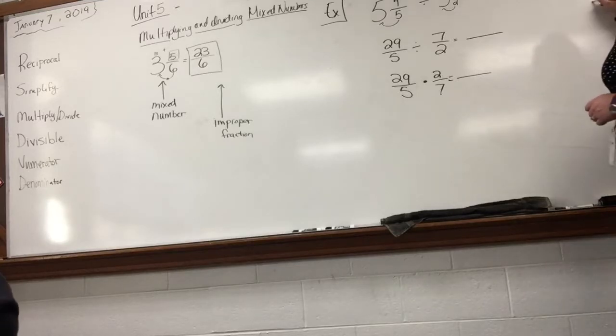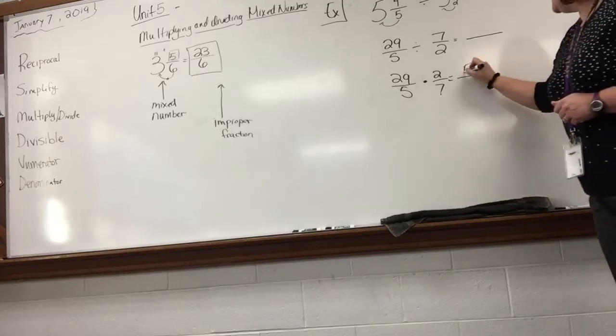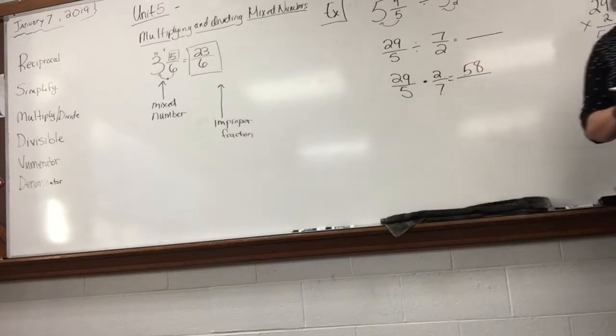We're going to multiply the numerators. I'm going to have to come over here and do that. 29 times 2. 9 times 2 is 18. Regroup. 2 times 4 is 8, plus 1 is 9... so 58. Okay, so we have 58 in our numerator.